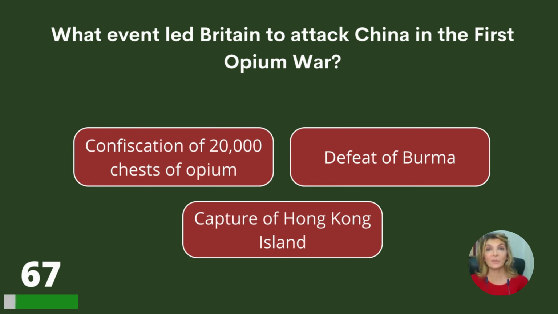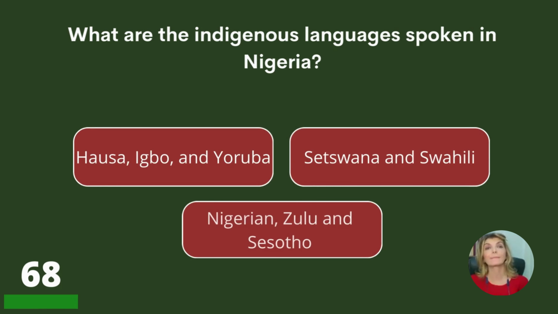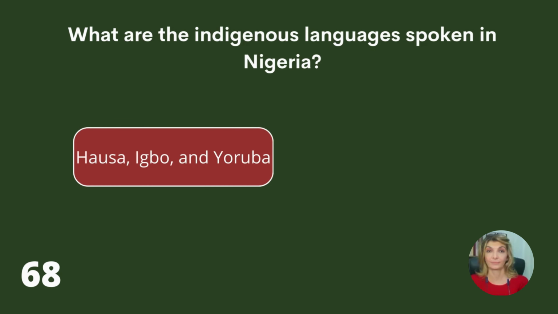What event led Britain to attack China in the First Opium War? Confiscation of 20,000 chests of opium, defeat of Burma, or the capture of Hong Kong Island? Confiscation of 20,000 chests of opium. What are the indigenous languages spoken in Nigeria? Hausa, Igbo, Yoruba, Setswana and Swahili, or Nigerian, Zulu, and Sesotho? Hausa, Igbo, and Yoruba.